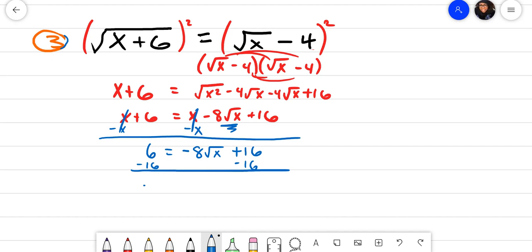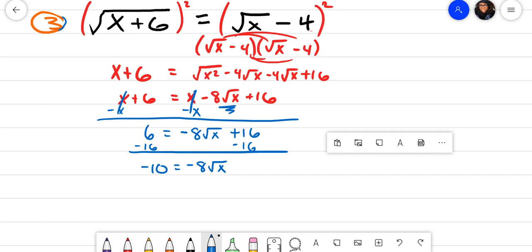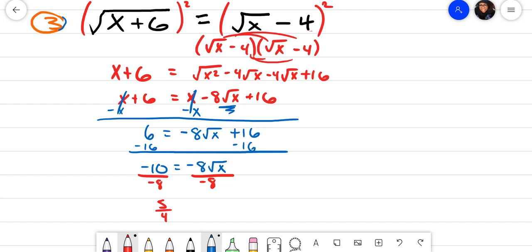I end up with negative 10 equals negative 8 root x. And then I divide by negative 8. My answer is going to be, I can reduce this first of all, so I'm going to do that. This will be 5/4. And the negative will cancel out and become a positive. So it's okay now because I'll have a positive answer here. So it's root x equals 5/4.